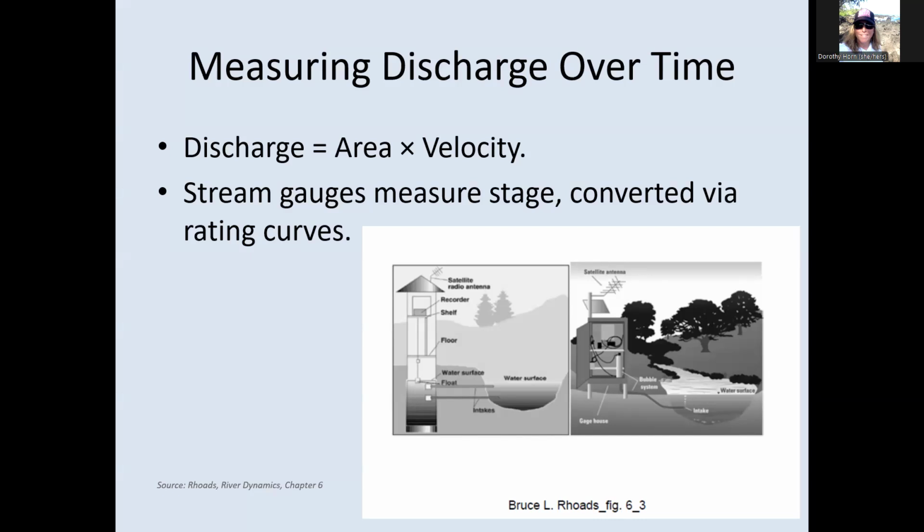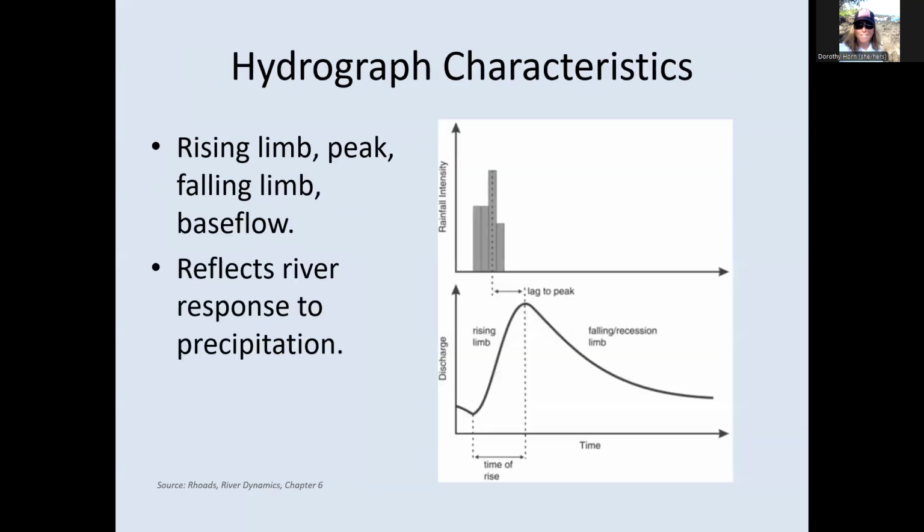We'll use a stream gauge. You can measure the different stage and then convert it. We'll use a rating curve. This will be something fun we get to do.